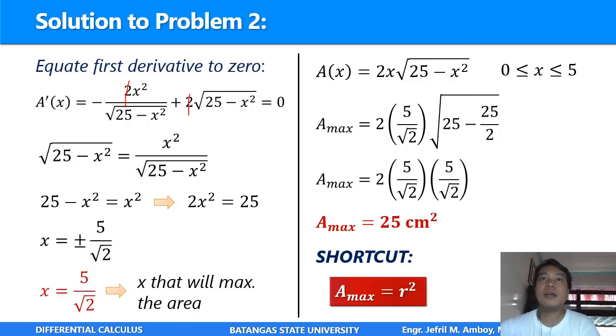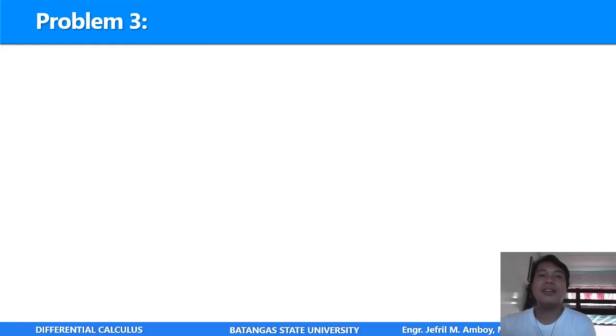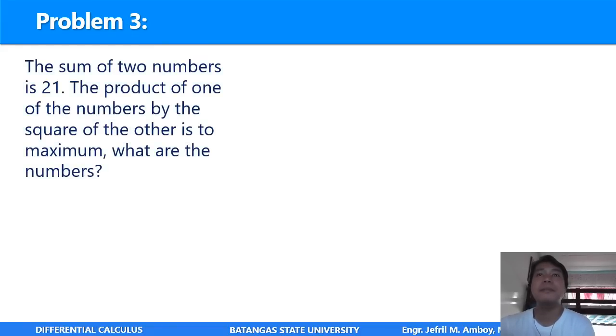Okay, so let us now solve problem number 3. Okay, so here's the problem. The sum of two numbers is 21, and then the product of one of the numbers by the square of the other is to be a maximum. So now what are the numbers?